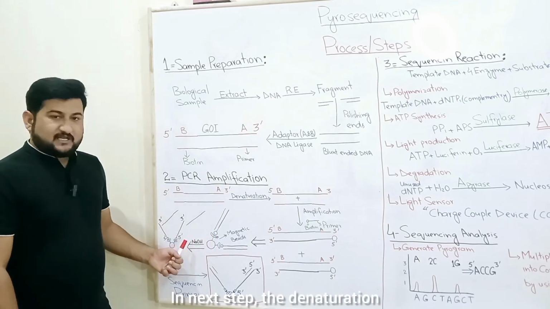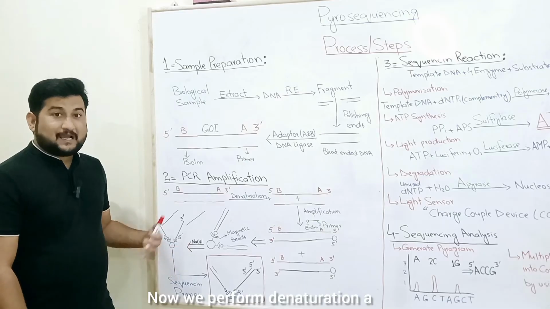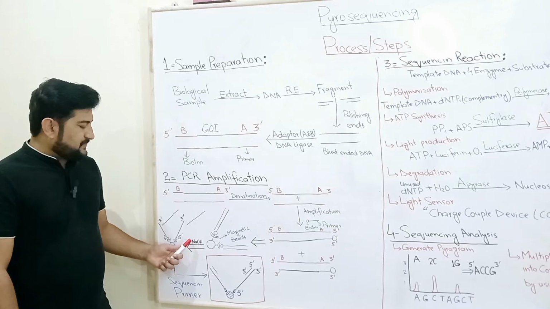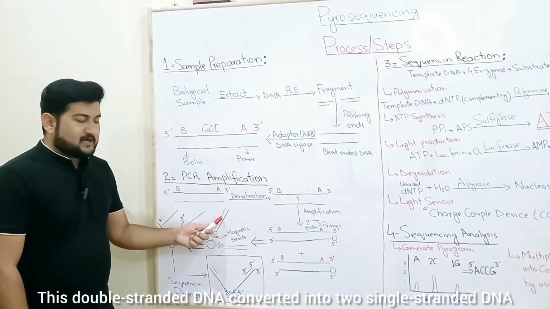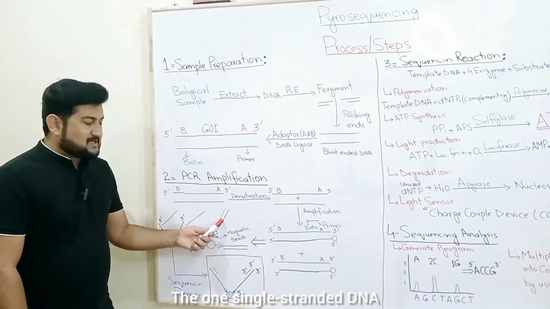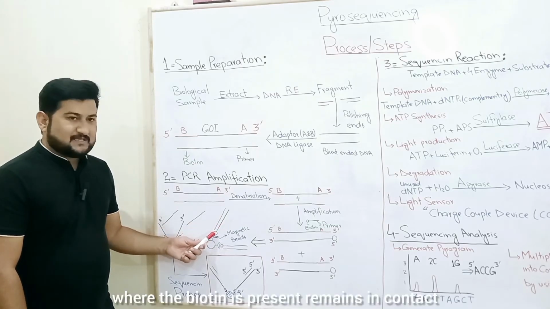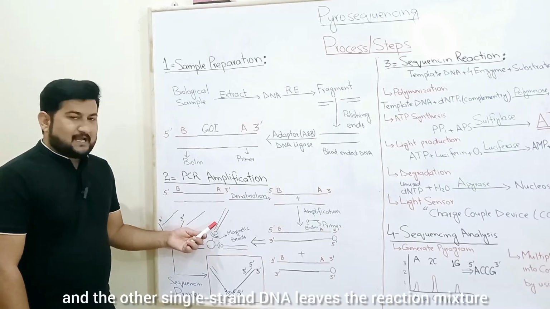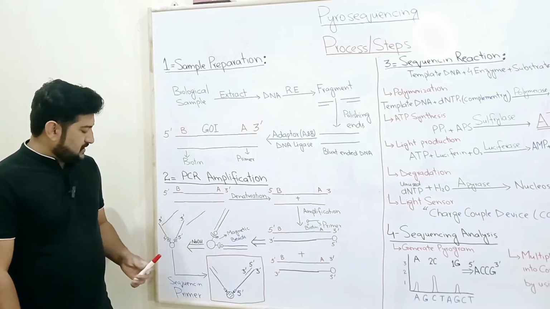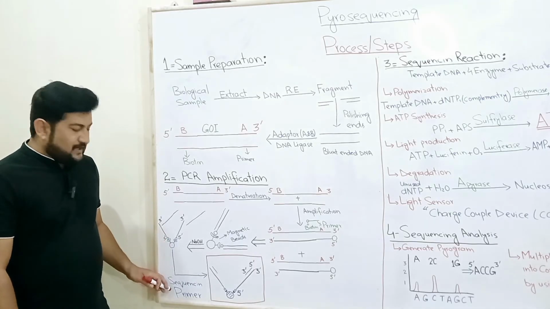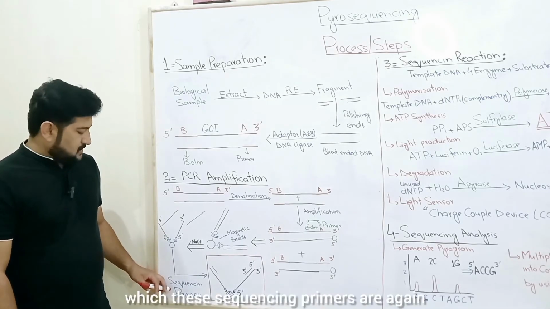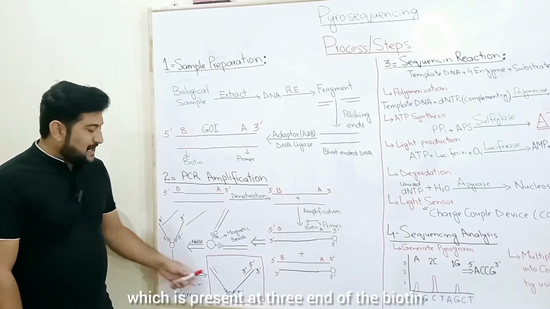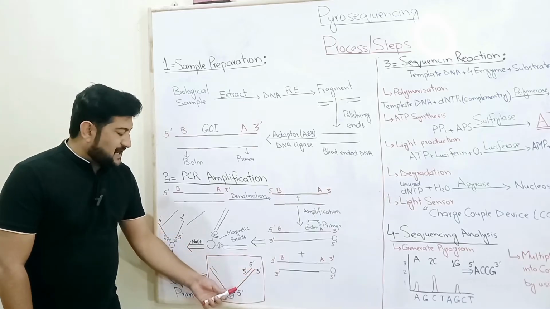In the next step, the denaturation. Now we perform denaturation again. In this denaturation method, we use sodium hydroxide. This double-stranded DNA is converted into two single-stranded DNA. The one single-stranded DNA where the biotin is present remains in contact with magnetic beads, and the other single-strand DNA leaves the reaction mixture. In the next step, we add sequencing primers, which are again complementary to the adapter A, which is present at the 3' end of the biotin-tagged single-strand DNA.